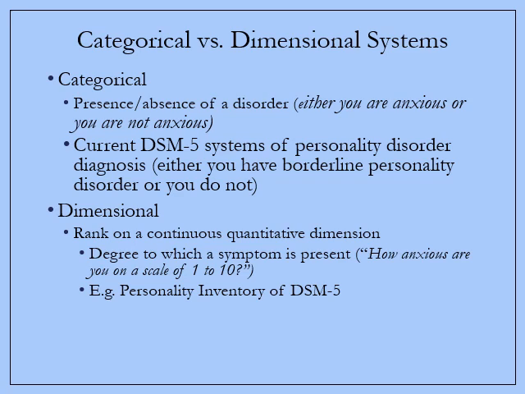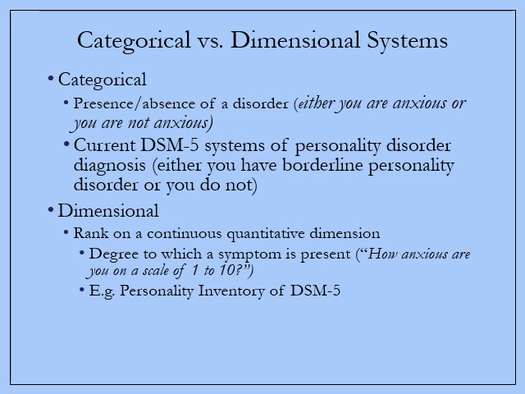So categorical versus dimensional systems. A categorical system is a system in which you must determine whether or not a disorder exists. So either you have anxiety or you do not have anxiety. Either you meet criteria for social anxiety disorder or you do not. An example of this would be most of the disorders in the DSM, but also the current DSM-5 system of personality disorder diagnosis is a categorical system. So either you have borderline personality disorder, or you don't have it.